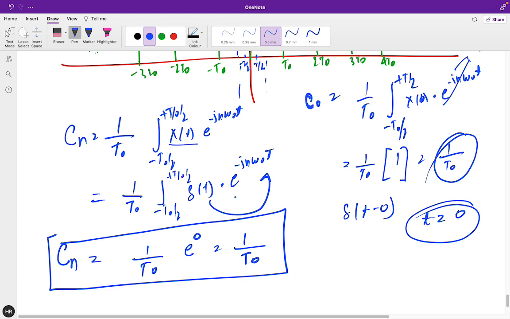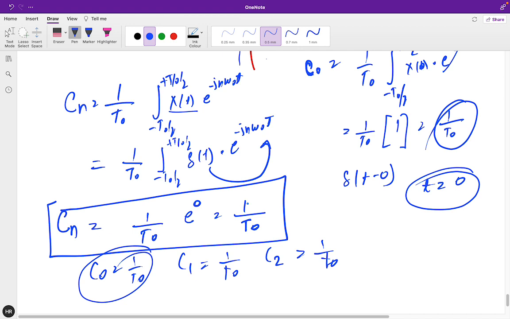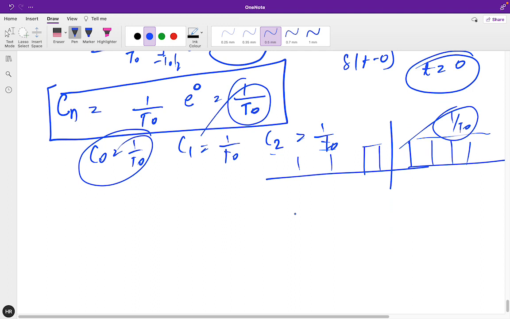So c of n is representing 1 by t naught only, so we got the equation of c of n. Even your c of 0 will be 1 by t naught only, c of 1 will be 1 by t naught only, c of 2 will also be 1 by t naught only. All cn is 1 by t naught, that's it. This question was asked in 2016 GATE. I don't know who conducted it, IIT Madras or IIT Bombay. So we needed to find C of n in this particular question. And what kind of signal is this? This is real plus even.